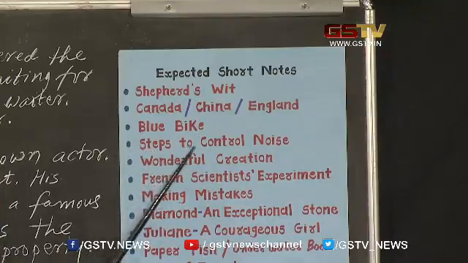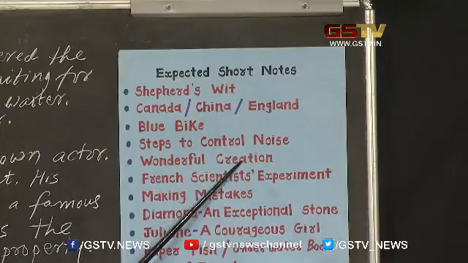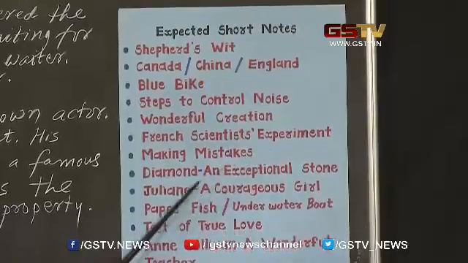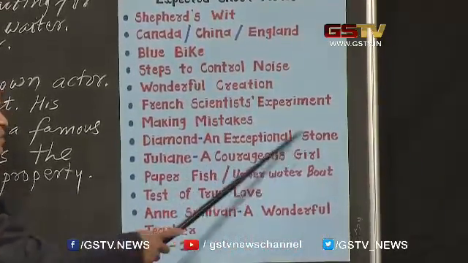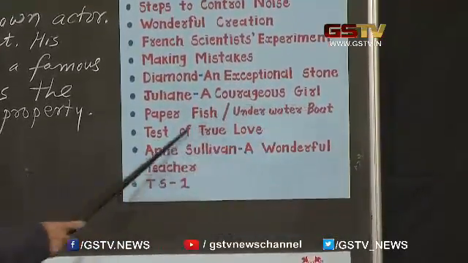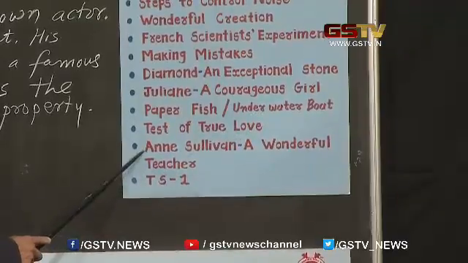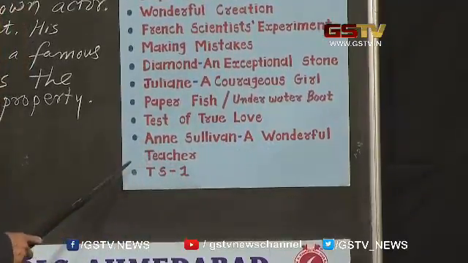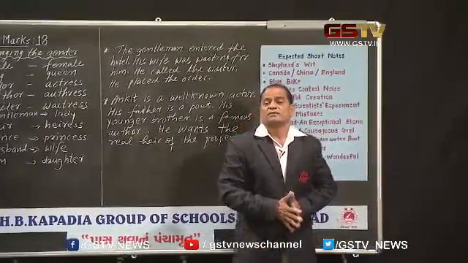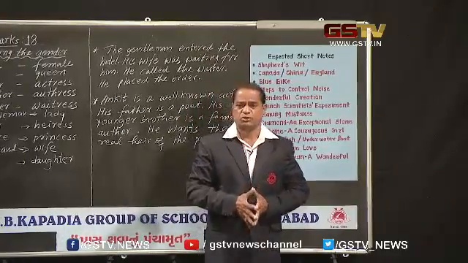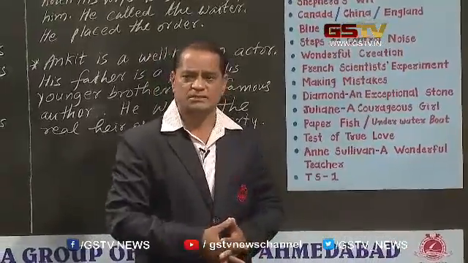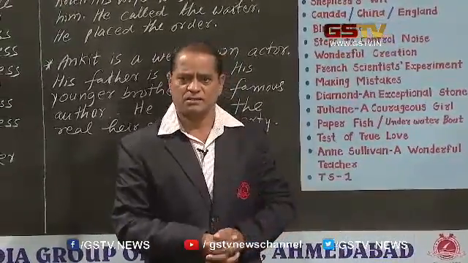Blue bike, steps to control noise, wonderful creation, French scientist experiment, making mistakes, diamond, an exceptional stone, Julian, a courageous girl, paper fish, underwater boat, taste of true love, Anicillion, a wonderful teacher, and finally TS1. As I have told you, there are probably 40-45 short notes, but these short notes are the heart of each and every lesson, and probably they are asked.